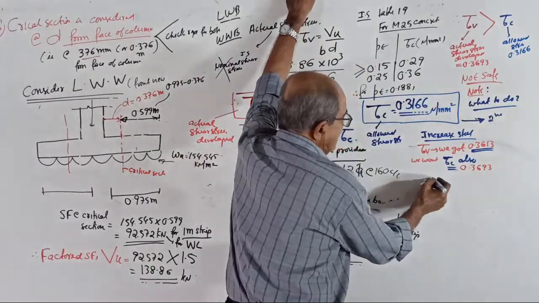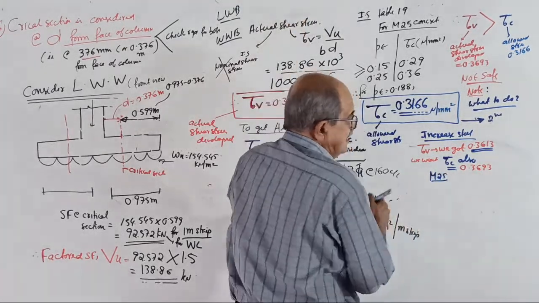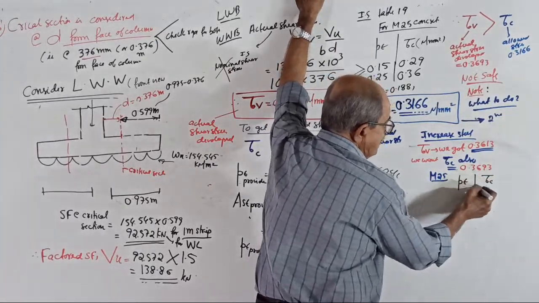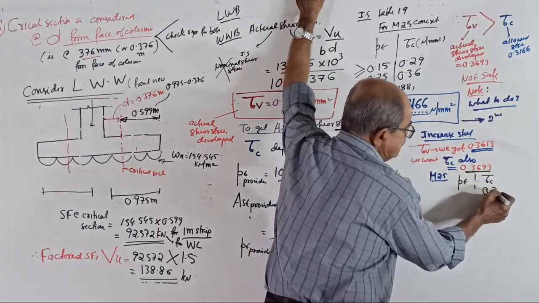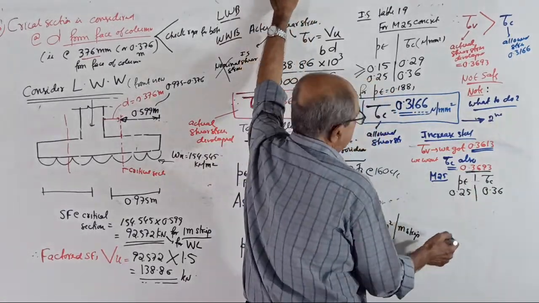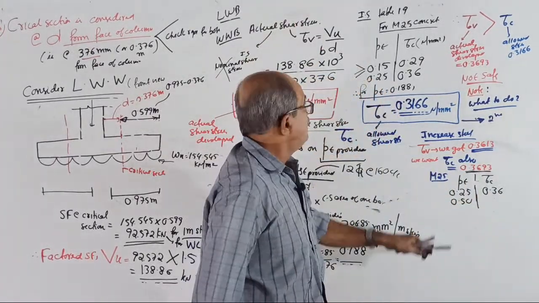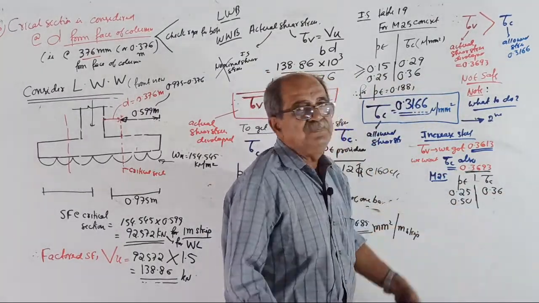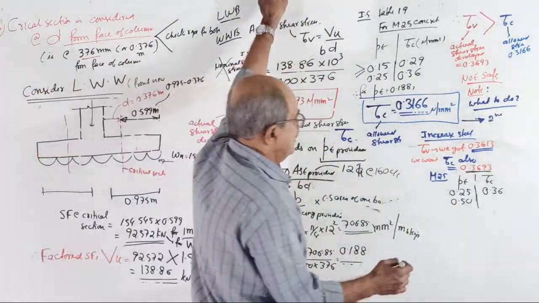Now, M25 concrete, correct? Tell me answer. PT and tau C. Tau C I want 0.3693. Tau C is 0.36 if percentage is 0.25, correct? And if percentage is 0.5, tell tau C value. If percentage is 0.25, tau C is 0.36. If percentage is 0.5, tau C, fast. 0.49.